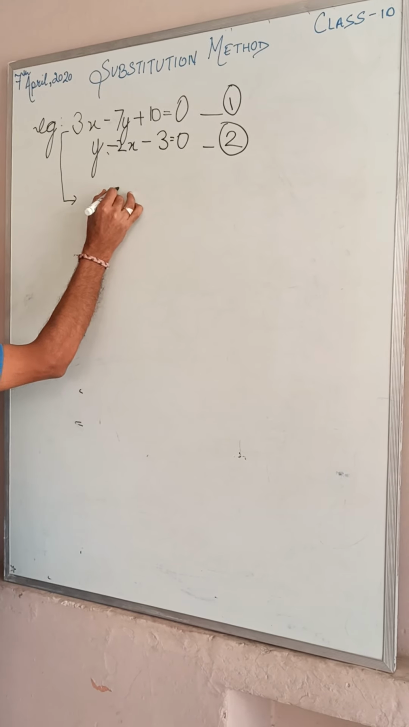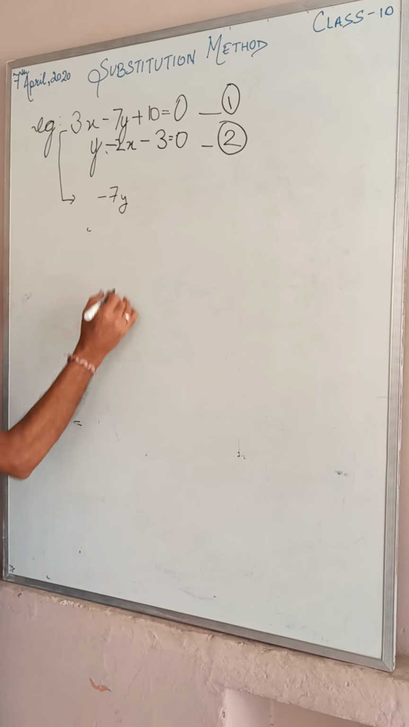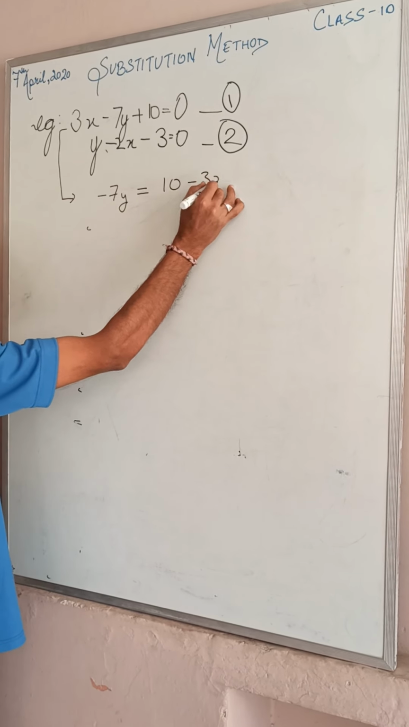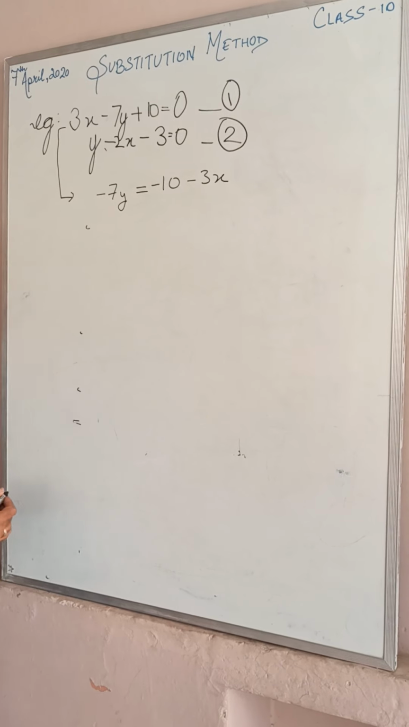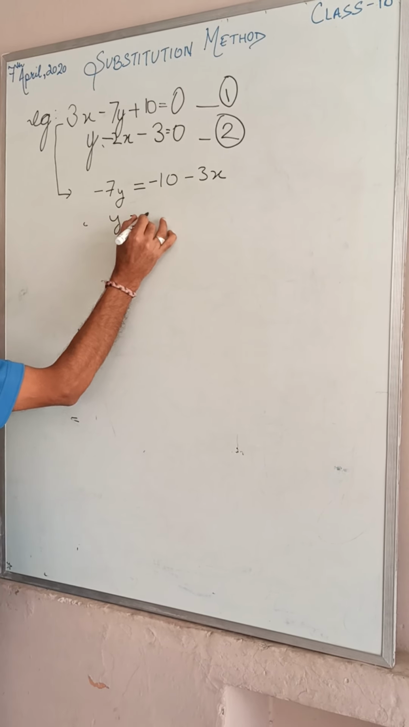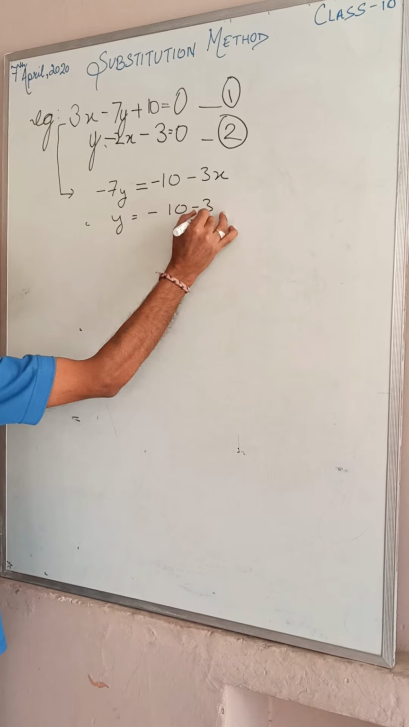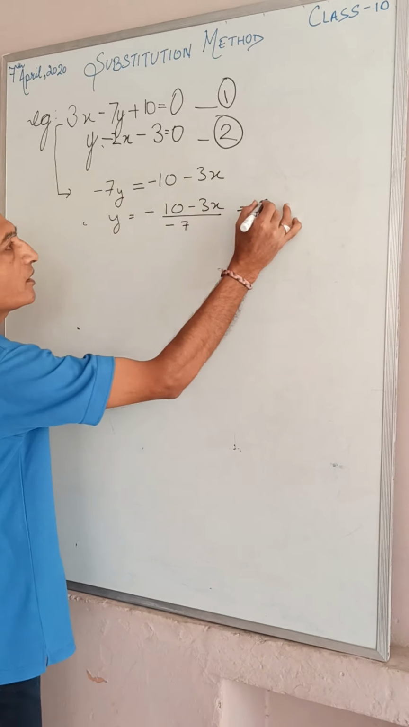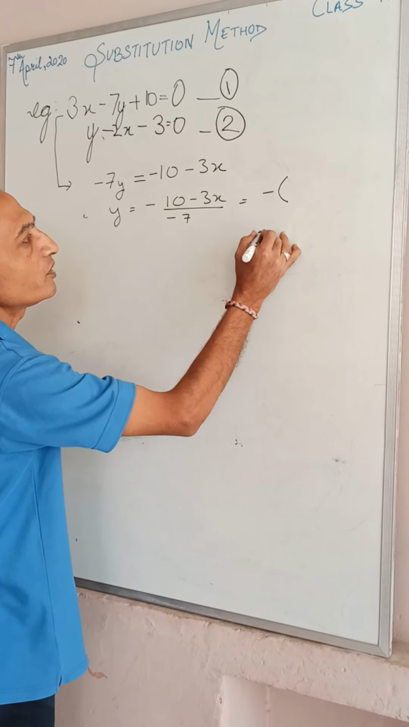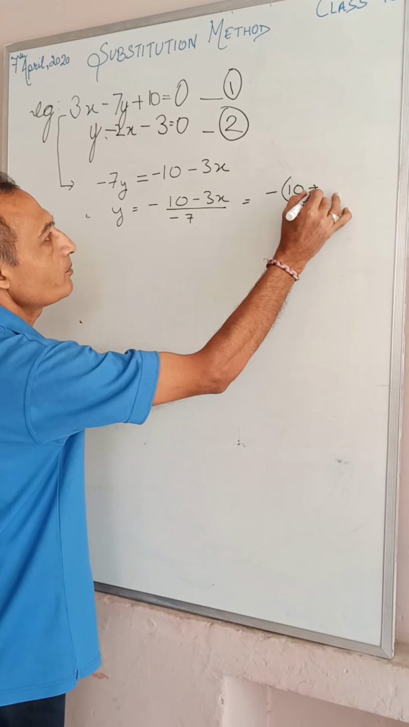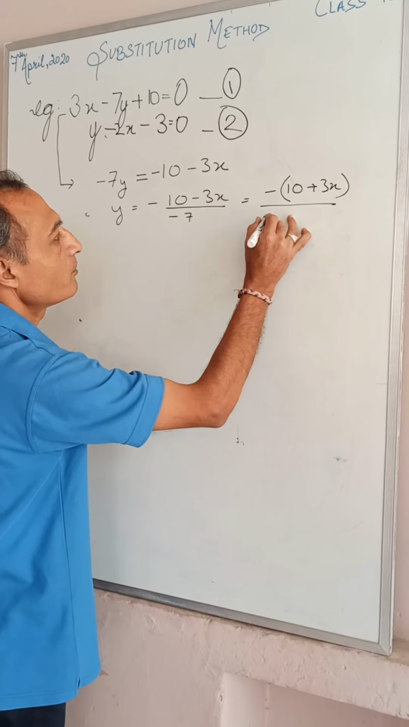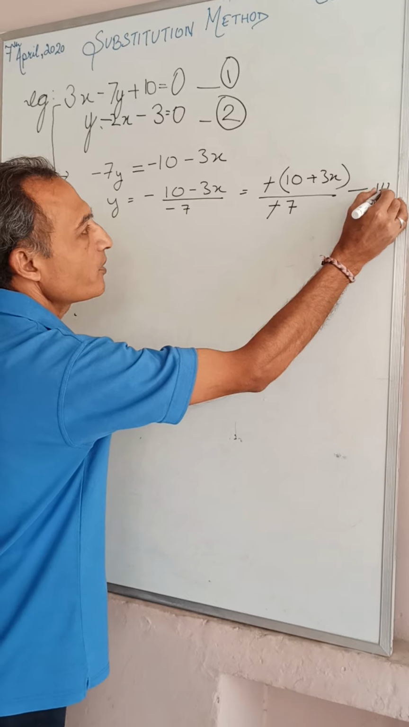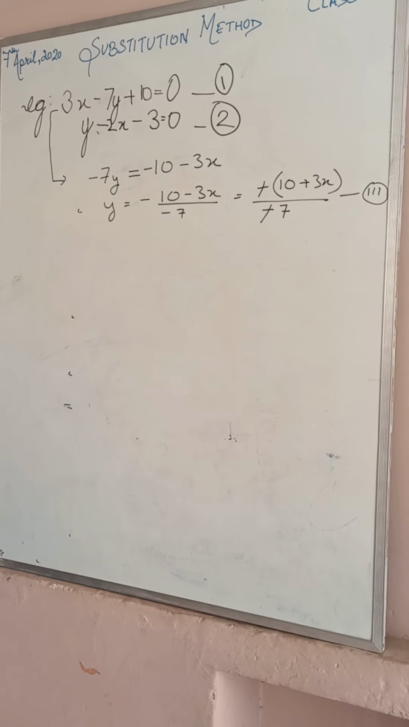I hold y on the left hand side and I am transferring 10 and 3x to the other side. Y is equal to minus 10 minus 3x upon minus 7. I take minus common from the numerator. It becomes 10 plus 3x upon minus 7. The minus gets cancelled and I now mark it as equation 3.